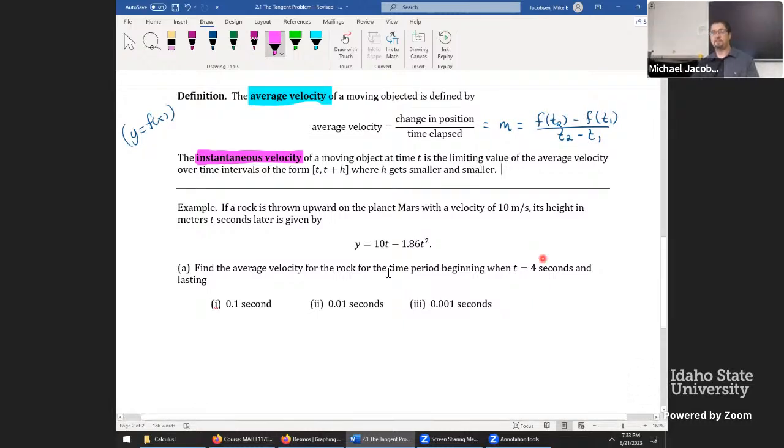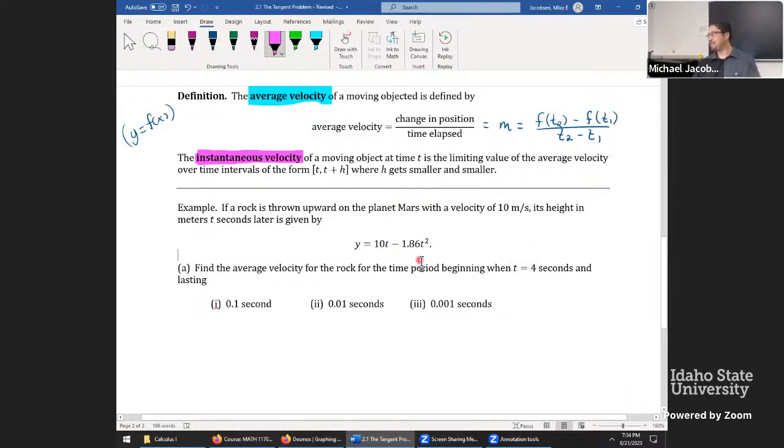Okay, so here's our big example then. It says, a rock is thrown upward on the planet Mars with a velocity of 10 meters per second initially. I don't know the gravity due to acceleration on Mars, but we don't have to do any physics here. They provide us with the equation of motion right here. So y is going to be the height in meters after t seconds have elapsed. It's quadratic, so it looks pretty plausible.